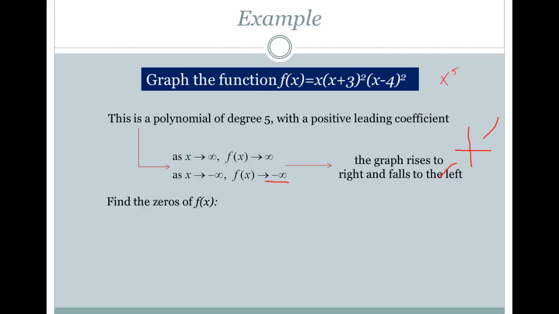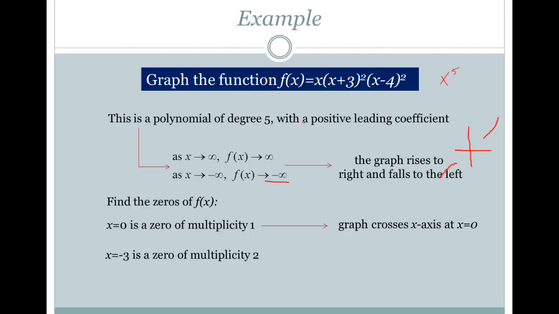Let's look at the zeros that we have. Again, you should see 0 is obviously a zero of multiplicity 1. Because of multiplicity 1, it means I'm going to cross the x-axis at that point. I should also see that negative 3, this part right there, is going to produce a double zero, or multiplicity 2, which means I'm just going to touch, but not cross at x equals negative 3.